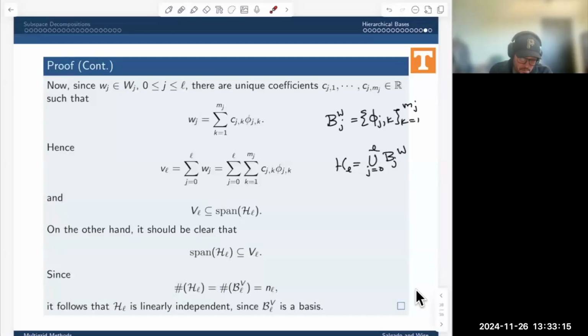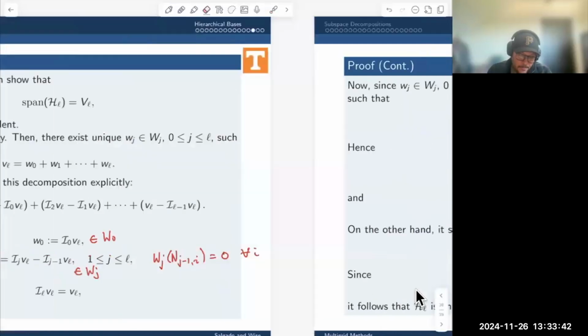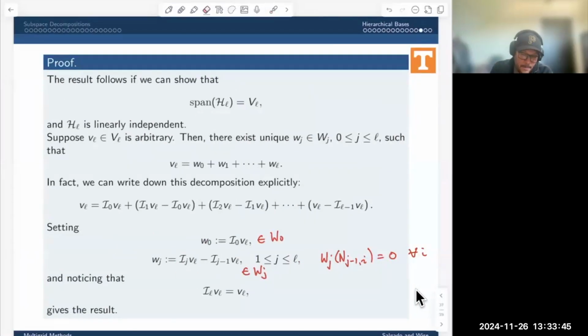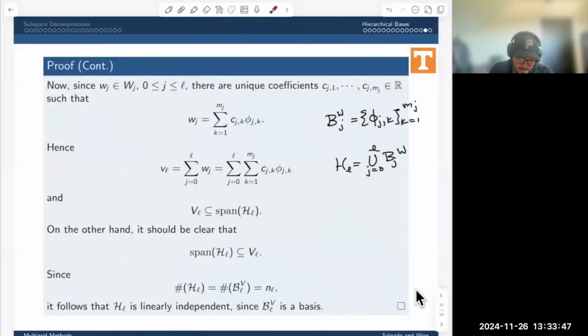In particular, what we showed is that we can write VL as being inside the span. But we already know that the functions in HL are a bunch of basis functions, and each one of them is in VL. So the span of HL has to already be in VL. So that shows that the spans are exactly equal. Okay, that takes care of the one thing.